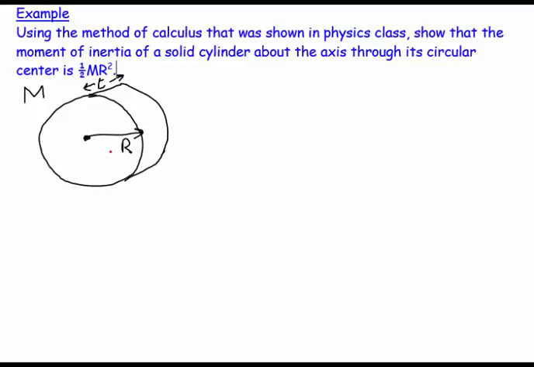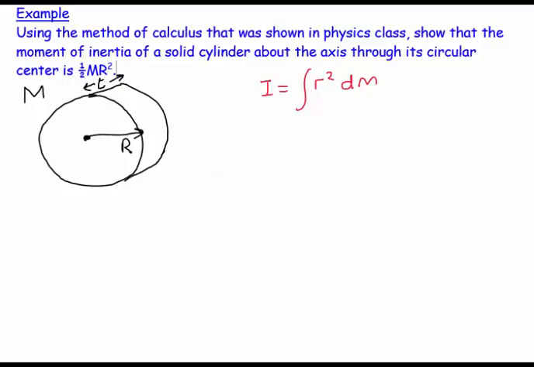Okay, so I need to have an expression for moment of inertia, and my moment of inertia is equal to the integral of r squared dm. Okay, I have no idea how to do that. I don't know how to integrate r squared with respect to dm. What I need to do is convert this dm into some function which contains dr, so I can integrate my function of r.